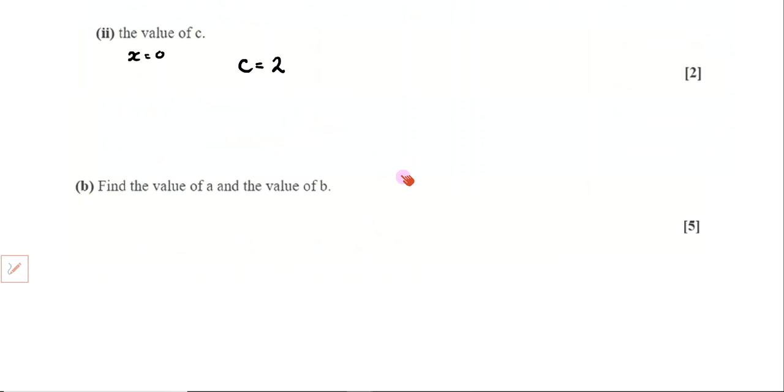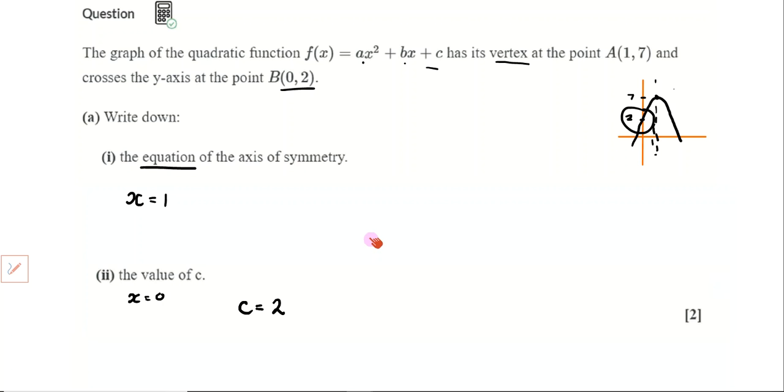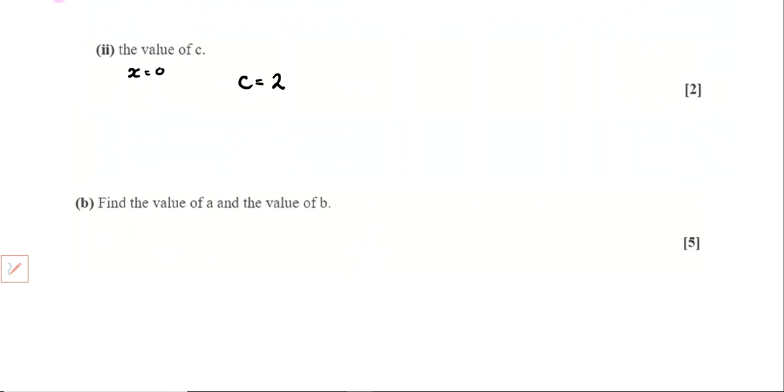And then the hard bit, find the value of a and the value of b. So we struggle with that one. So let's write down what we know first. We've got y is ax squared plus bx plus 2. Oh, why did that go over there? All right, what else do we know?